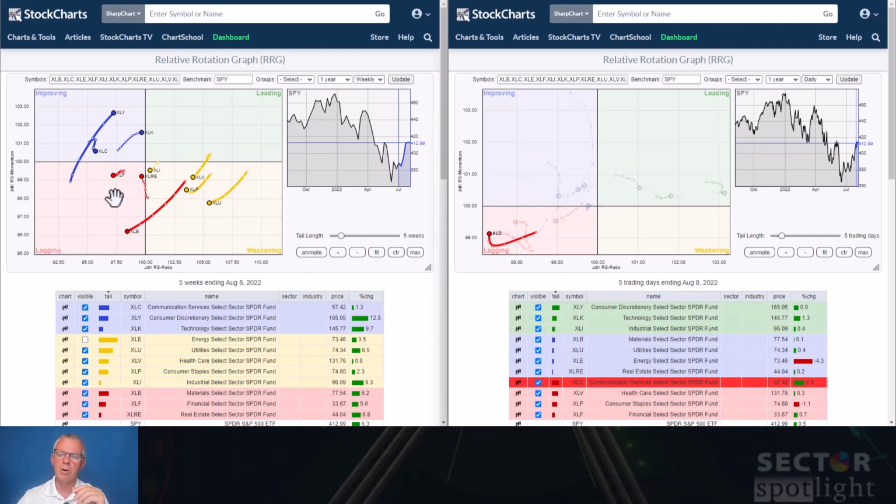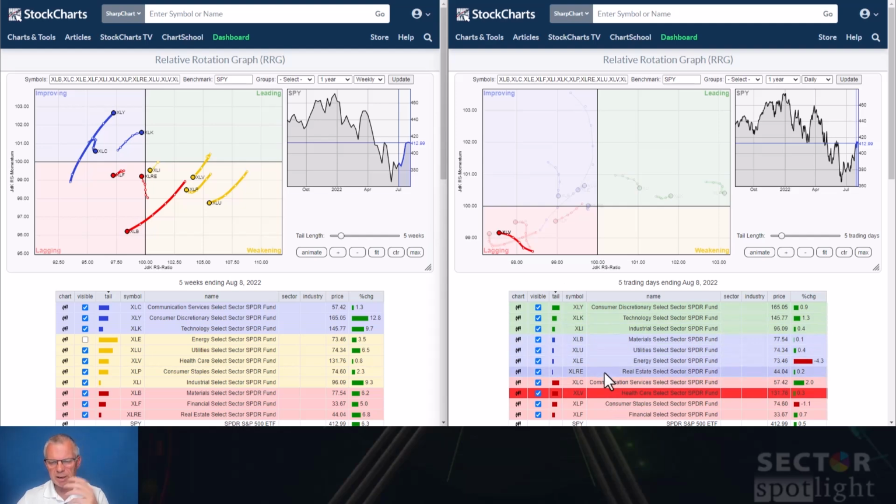As I said, it's rolling over. Here it's deep inside the lagging quadrant, picking up a little bit, but that's not nearly enough to do anything for that tail. So communication services remains a weak sector from a relative point of view. And then we have healthcare. That's pushing further into the lagging quadrant, while we have the tail on the weekly pushing into the weakening quadrant, and that is opposite rotations.